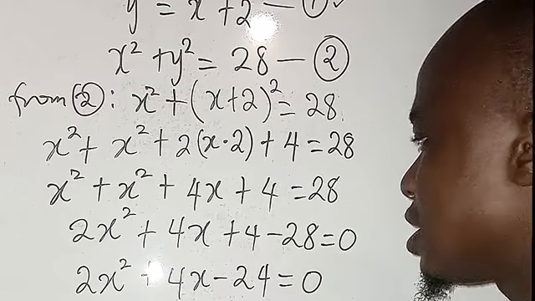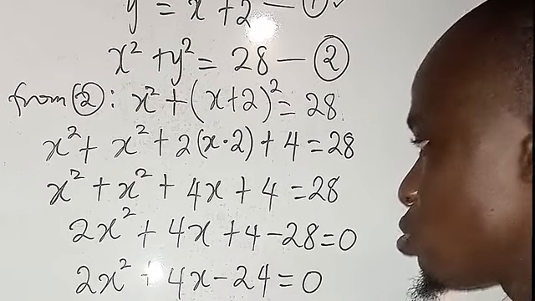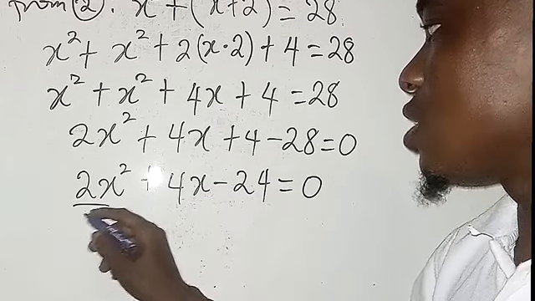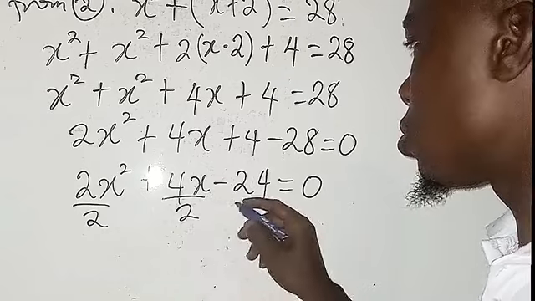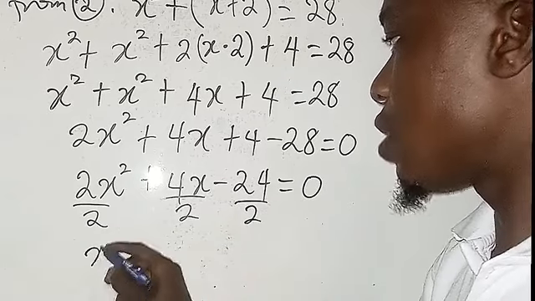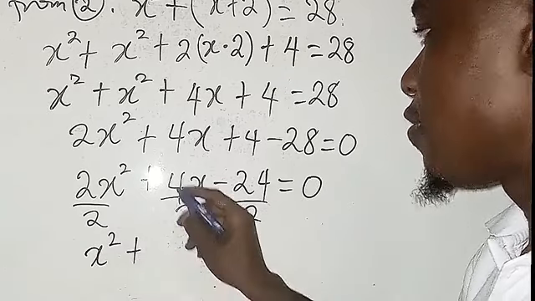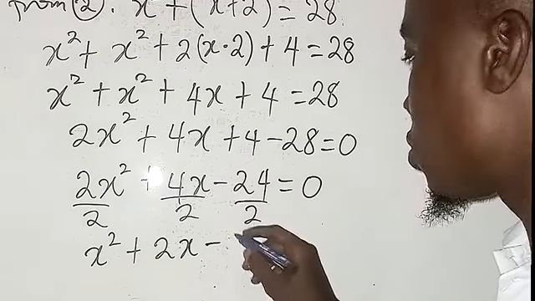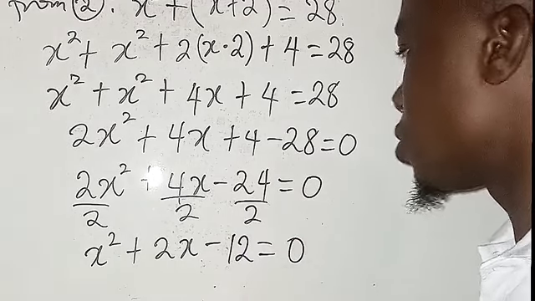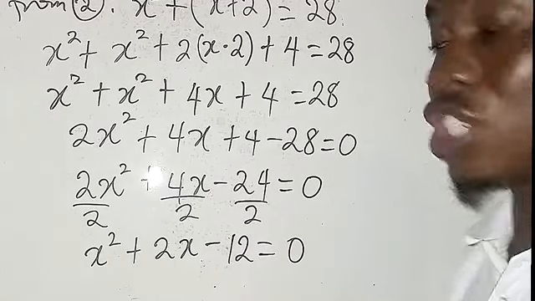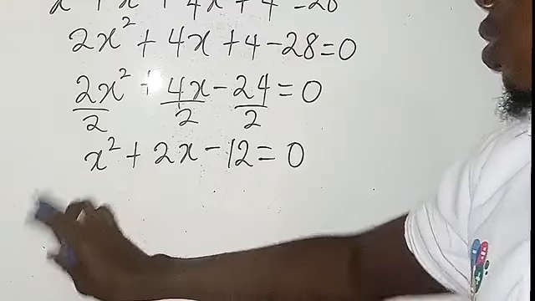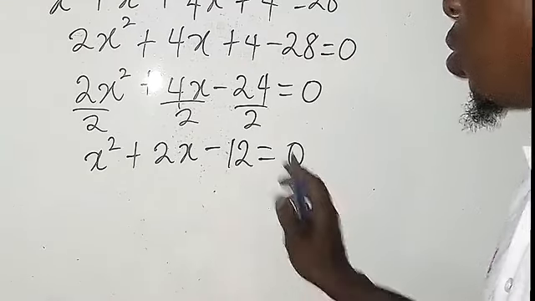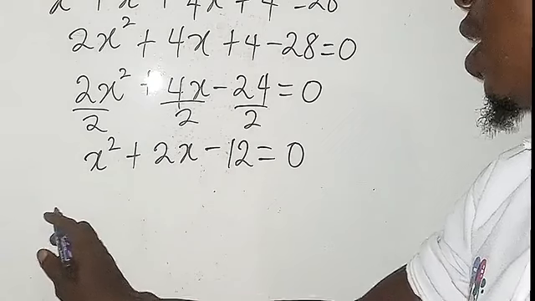Now we can see that this equation is divisible by 2, which means we can divide through by 2. So we have x squared plus 4 divided by 2 gives 2x, minus 24 divided by 2 gives 12, equals 0. So now we have this quadratic equation. We're going to use the quadratic formula here.